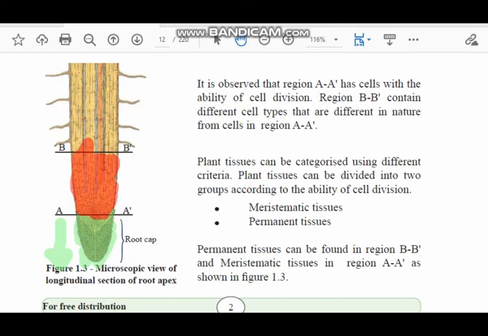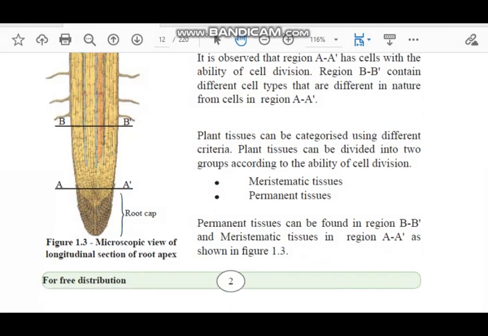Plant tissues can be divided into two according to the ability of cell division. That is meristematic tissues and permanent tissues. Meristematic tissues are the tissues which have the ability of cell division. So this AA region contains meristematic tissues. Permanent tissues are the tissues which lose their ability for cell division and are modified for a particular function. So this BB region consists of permanent tissues.